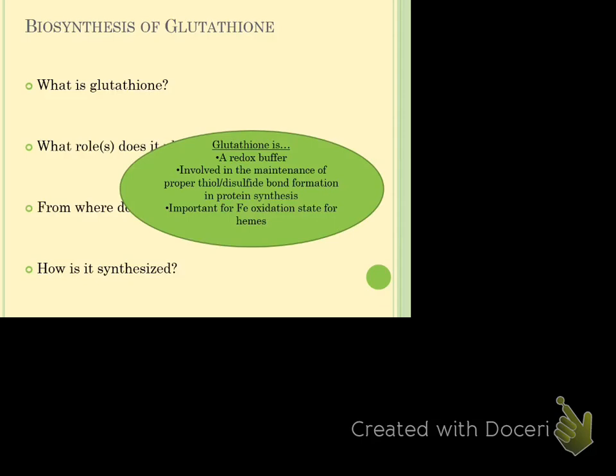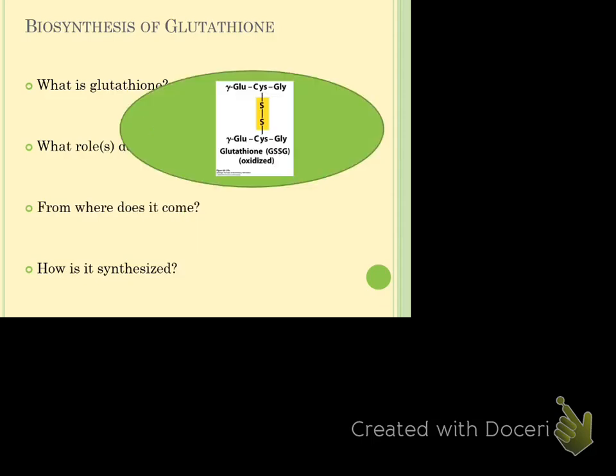This is what it looks like. And so it's the glutamate and cysteine. This is whenever it's oxidized. Glutamate, cysteine, and glycine. Okay, and it's the cysteine that has the reactive thiol. Now, whenever it's reduced, that cysteine would have an SH, and then you'd have two separate glutathiones. But notice it says gamma glutamate because it's not a normal peptide bond between the glutamate and the cysteine. So that's one way that your body can distinguish it from a regular protein. It's going to be oriented differently.